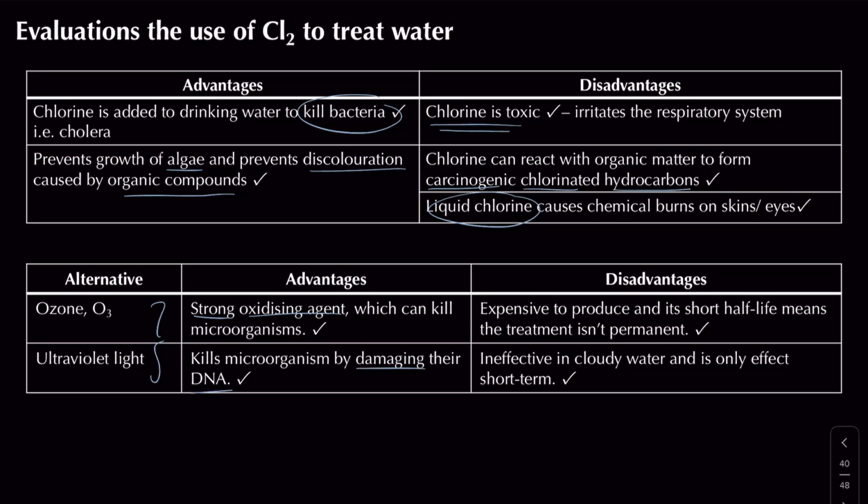Now, a problem with ozone, a disadvantage, is that it's expensive to produce and it doesn't really last for very long because, of course, ozone is going to be an unstable molecule. UV, of course, is going to be ineffective if the water is dirty and it blocks the radiation itself, and it's only effective short term as well. So there are some benefits, disadvantages, and some alternatives to using chlorine to treat water that we need to know.